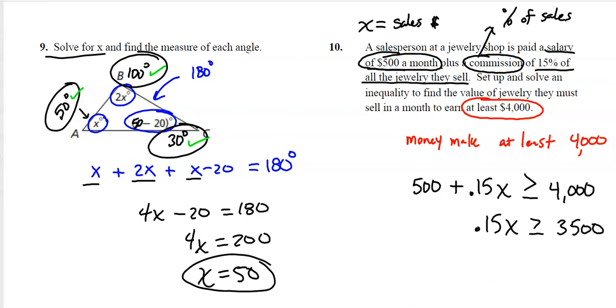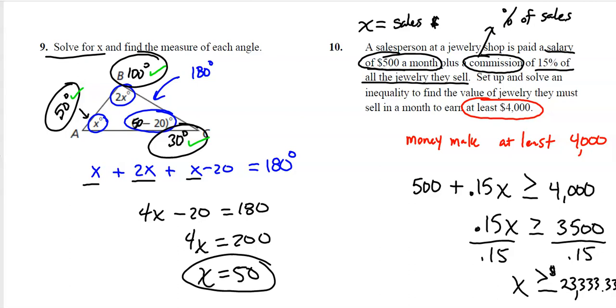It's a hard word to say, jewelry. Now I'm going to divide by the 0.15. And since I divided by a positive number, do not flip the sign. Be careful. Don't flip the sign. And I got to divide this out. So now is where I might jump to my calculator and type in 3,500 divided by 0.15. Whew, I got to sell some jewelry. $23,333.33. Man, I got to sell $23,000 worth of jewelry this month.